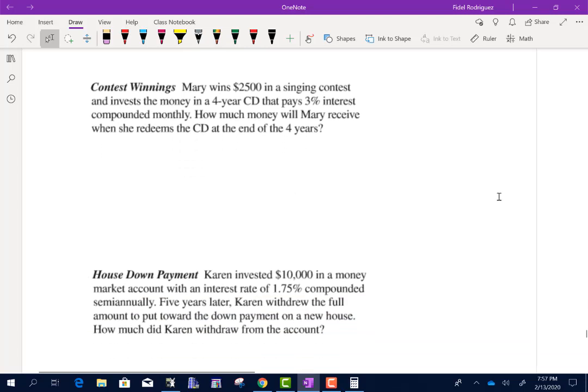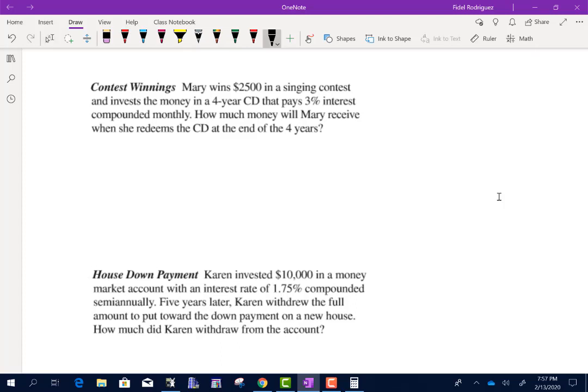Contest winnings. It says Mary wins $2,500 in a singing contest, and she invests the money in a 4-year CD that pays 3% interest, compounded monthly. How much money will Mary receive when she redeems the CD at the end of the 4 years?